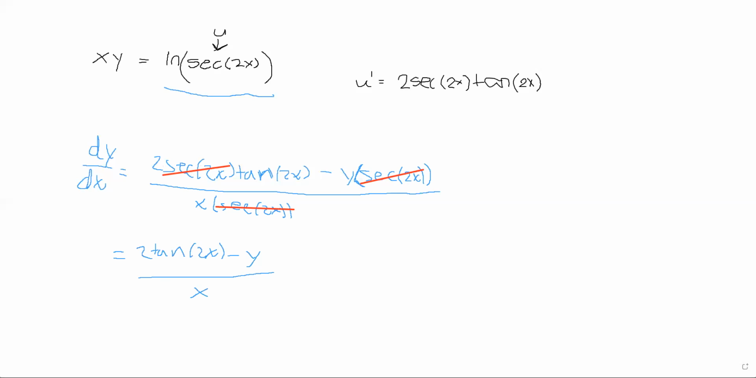So the main reason we even learn implicit differentiation is just because of this one topic called related rates. And that's what we are going to be diving into right now. Related rates. Yes. Okay.